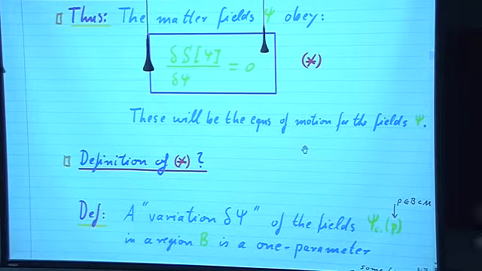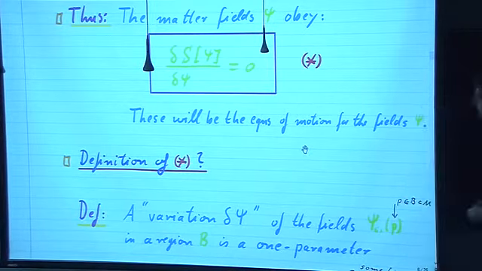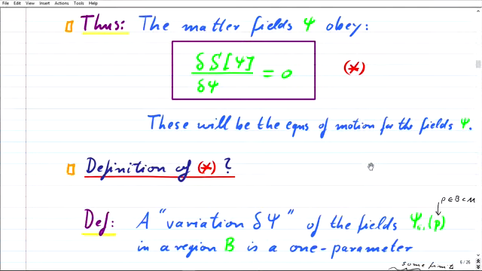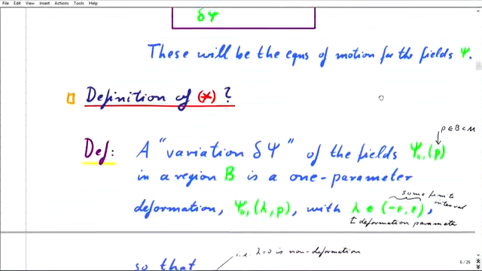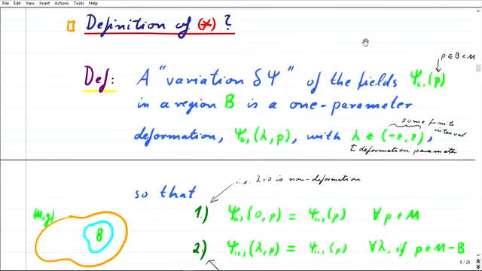Okay, so that's the action principle. What does it mean actually? What's the definition of it? So the definition of this functional derivative is this.